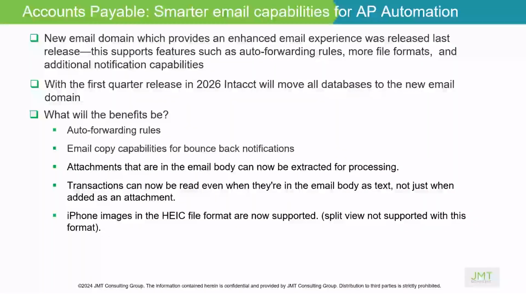Well, AP automation can now read that as well. Also, if the vendor sends an iPhone image, that is now able to be read as well. But if anybody sends it via an iPhone image, you know how in accounts payable bills, when you view the attachment, it splits the bill and the attachment on the screen? If it's an iPhone image in the HEIC file format, it will not be able to have the split screen. But you can still see it. It just won't be split with the bill.